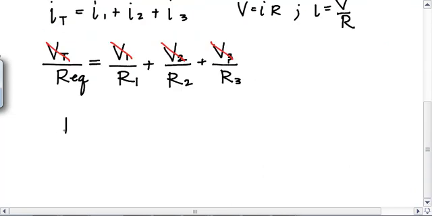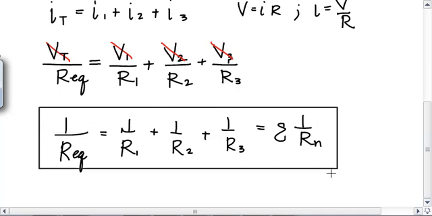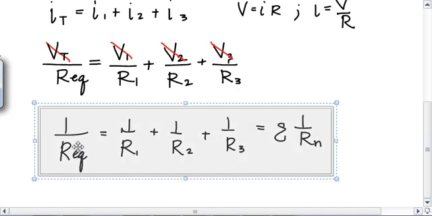I'm left with 1 over the equivalent resistance is equal to 1 over R1 plus 1 over R2 plus 1 over R3, which is the same as summing up all the reciprocals of an n number of resistors. So the reciprocal of the equivalent resistance is the sum of the reciprocals of each resistor.